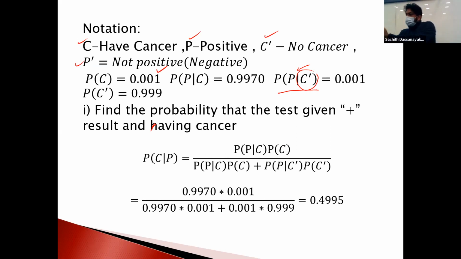So test given positive results and having a cancer. Okay, test given positive having a cancer, which means the probability of having a cancer, C, given positive, P. Clear?